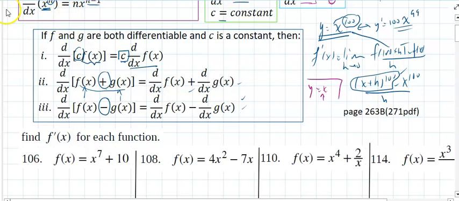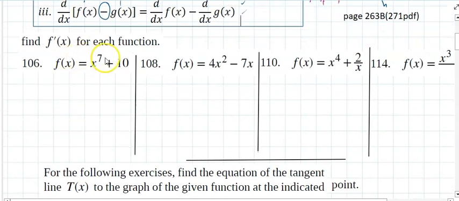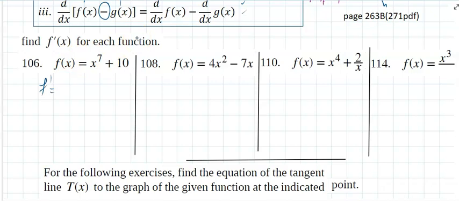So when I look at number 106, I'm going to apply these rules. Take a derivative. Well, I see two things added. When I say what's f prime, well, that's going to be the derivative of the first plus the derivative of the second. Well, this is a power function. I'm going to bring the power down and subtract 1 from the power. And the derivative of a constant is 0. Of course, you don't have to write that, but for now, let's practice writing everything out. And that's my answer, and done deal.